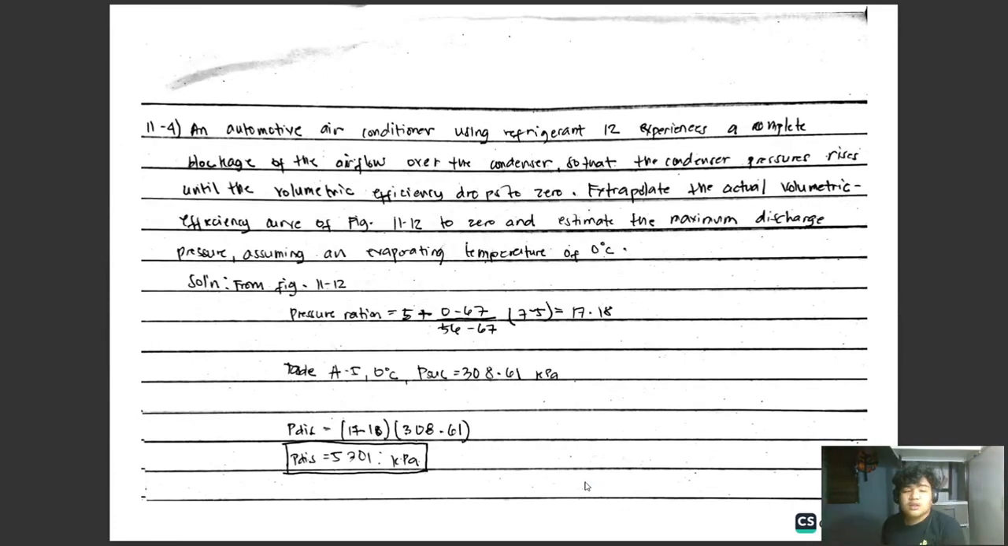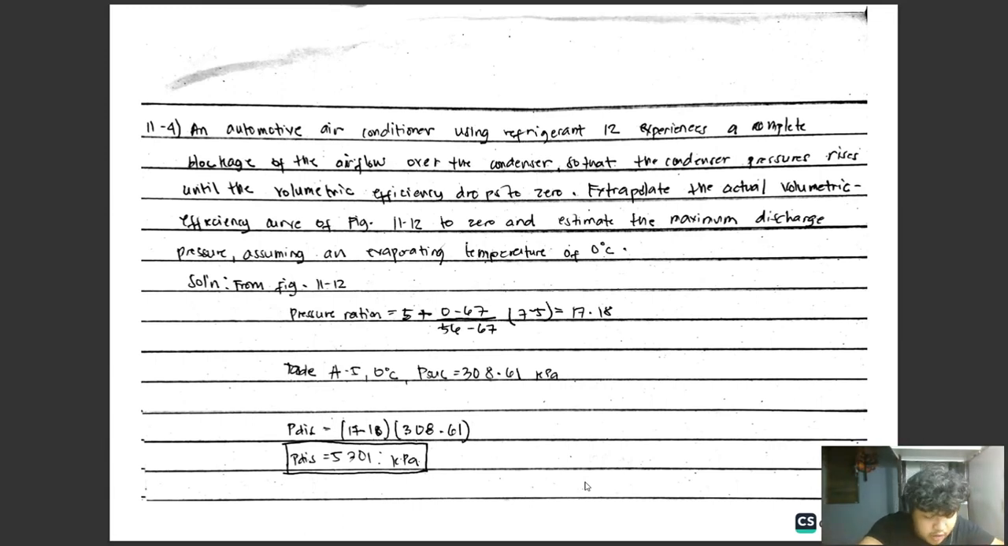So moving on to problem 11-4. An automotive air conditioner using refrigerant 12 experiences a complete blockage of the airflow over the condenser, so that the condenser pressure rises until the volumetric efficiency drops to zero. Extrapolate the actual volumetric efficiency curve of figure 11-12 to 0 and estimate the maximum discharge pressure assuming an evaporating temperature of 0 degrees Celsius. So solution, from figure 11-12.